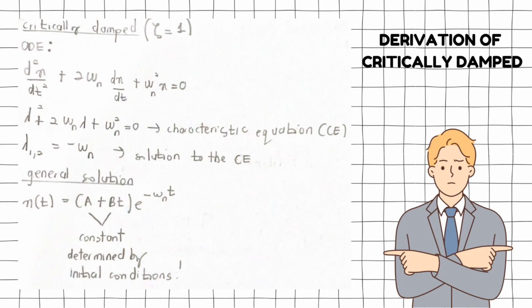And last, we have the derivation of critically damped. For the critically damped case, the damping ratio must be equal to 1. The general solution that we get is x(t) equals (A plus Bt) e to the power of negative ω_n t, where A and B are constants determined by the initial conditions.